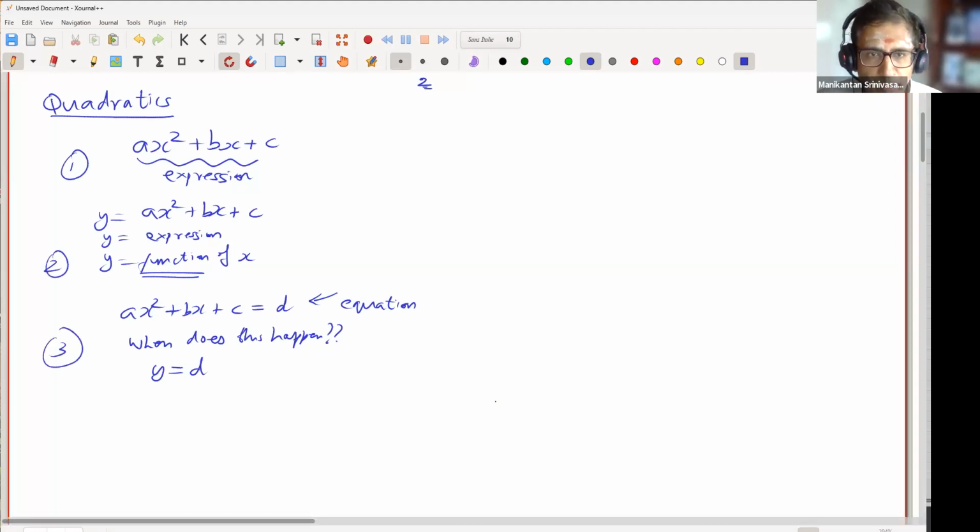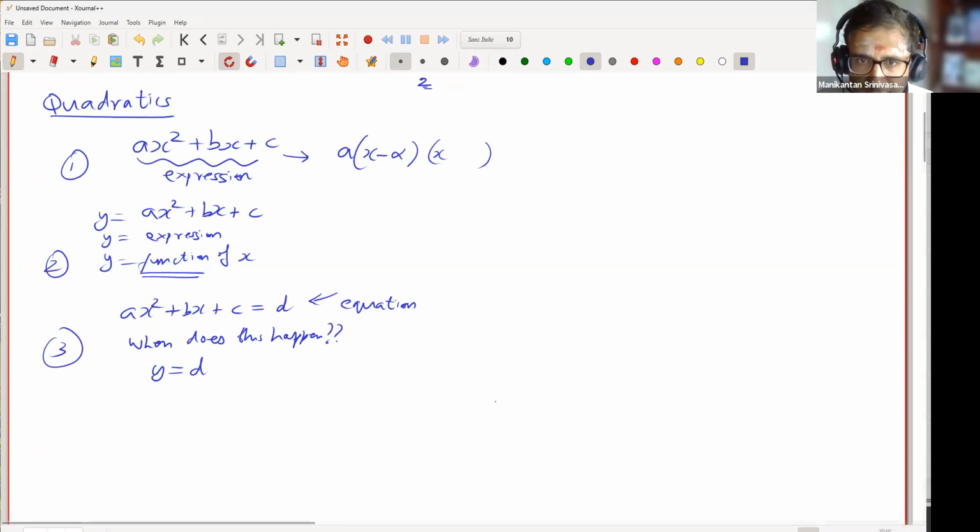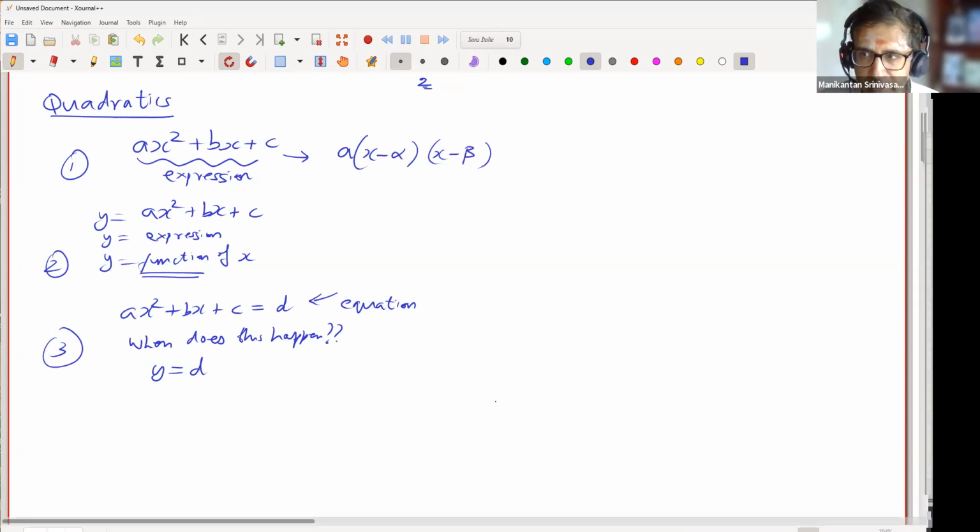Okay, so expression, what can you do with the expression? You can only factorize an expression. I can write it as a times x minus something times x minus something. What does factorization mean? Factorization means splitting into multiplicative units. So if I have a into x minus alpha times x minus beta, that's factorization. Why? Because I have multiplicative units, and then I'm bringing them together through the multiplication sign.